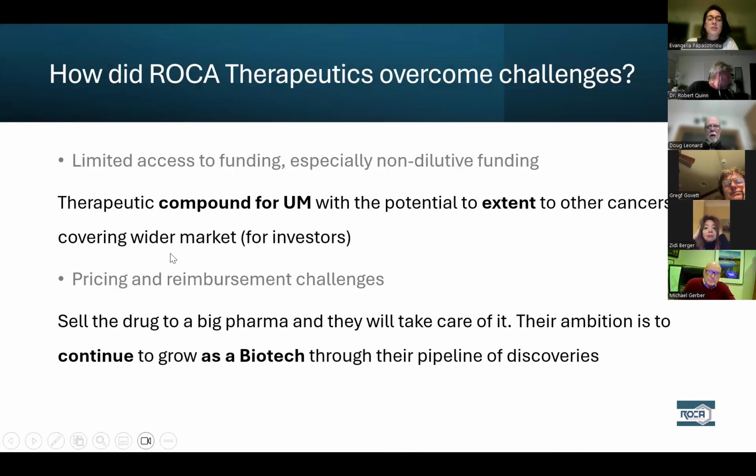For the limited access to funding, like we have seen before, they develop compounds for uveal melanoma with the possibility to extend to other cancers. So this is an argument that they use for the investors to tell them that they will open up to other markets, for other diseases, etc. And for the pricing and reimbursement challenges, they have chosen not to deal with it. Once the drug is finished, they will sell it to a big pharma, and they want to continue to grow. Their main goal is to continue to grow as a biotech through their pipeline of discoveries.